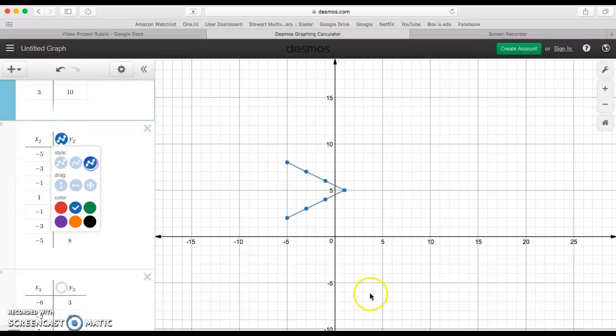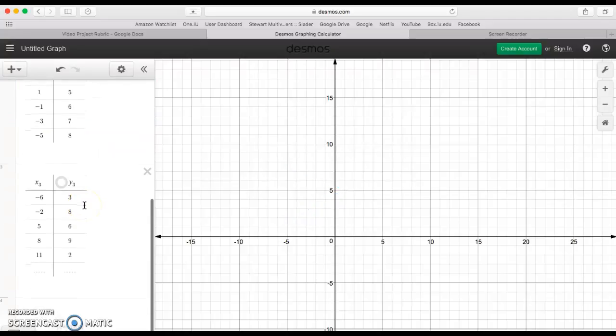And when we graph this line, when we do the vertical line test, the vertical line does go through 2 points on every line that we draw through it. So that tells us that this relation is not a function. So we'll move on to our last relation.